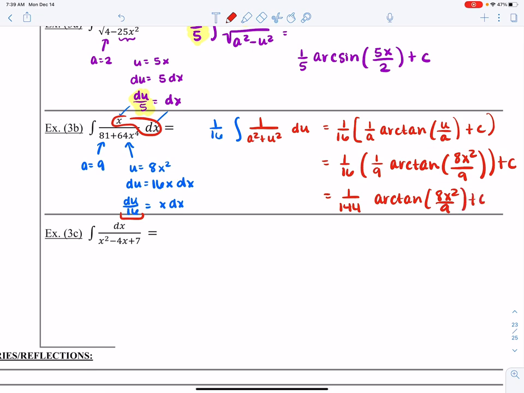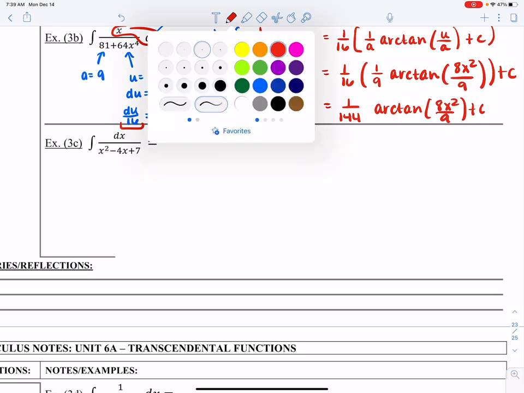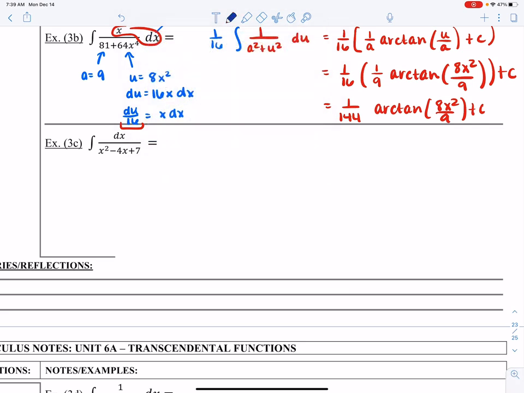So we're getting into some zestier examples. Speaking of zesty examples, let's look at 3c. Now, if I was diagnosing this on the AP exam, immediately I'm noticing u sub isn't going to work because I do not have a 2x. And it doesn't look like an inverse trig, but it is.